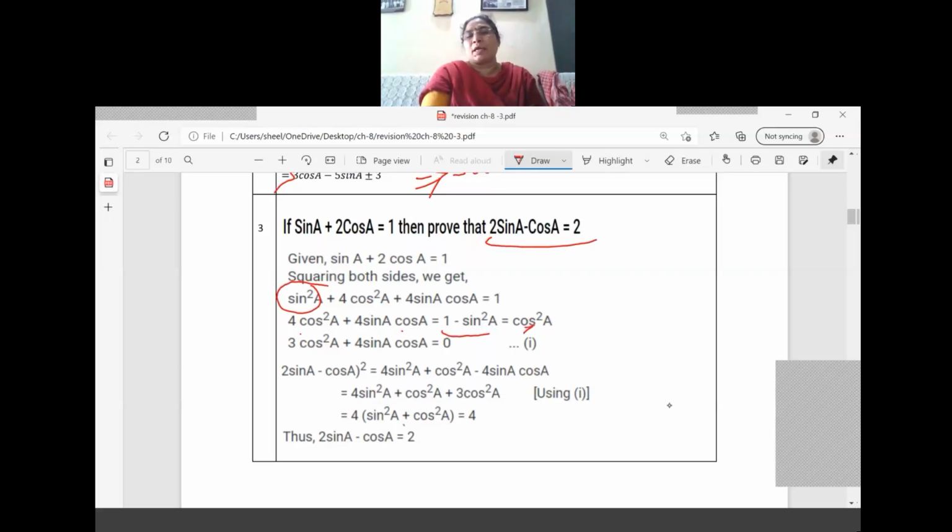1 minus sin square A can be replaced by cos square A only. Now 4 cos square A and cos square A, so it became 3 cos square A only. So 3 cos square A plus 4 sin A cos A equals 0.